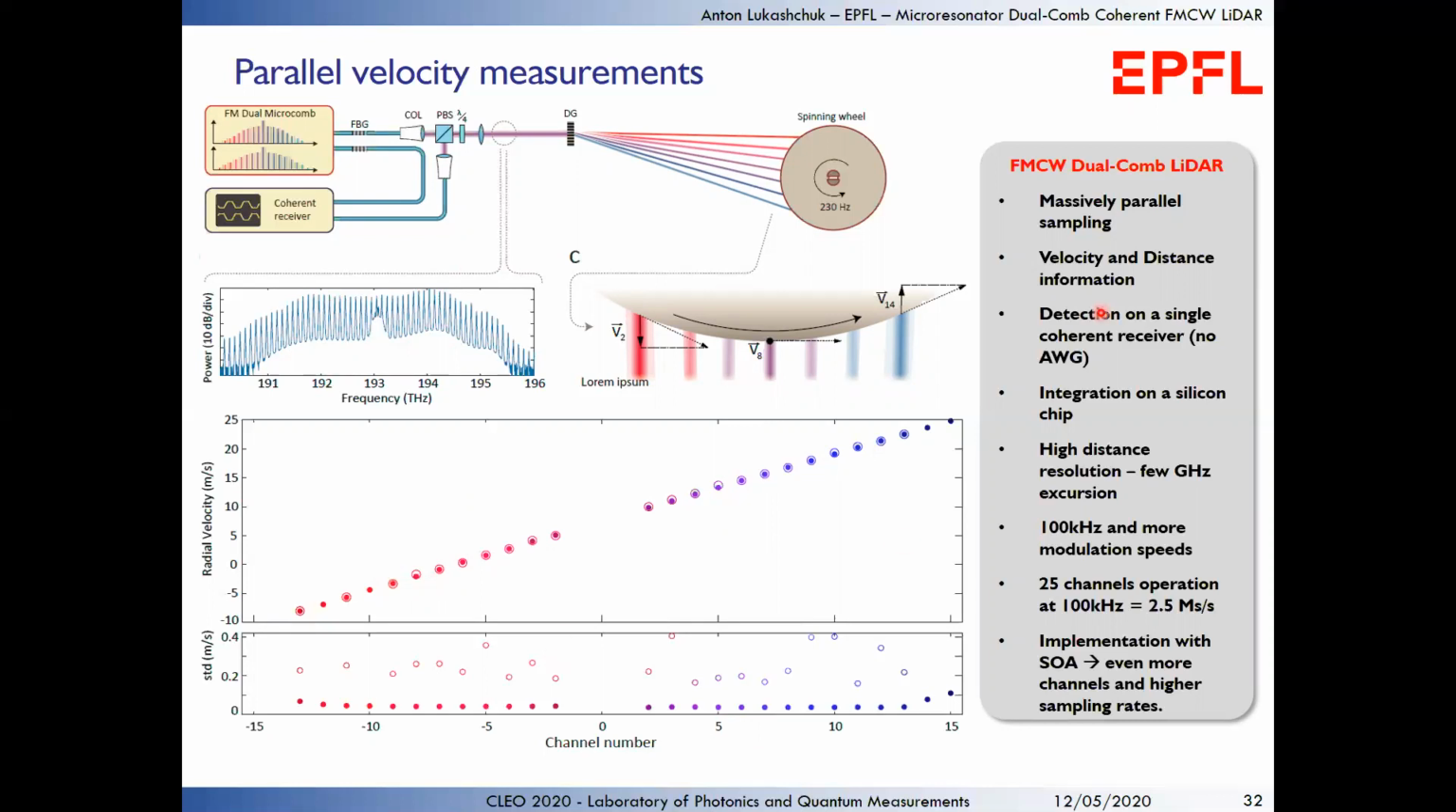And at Crown et al., we have demonstrated FMCW dual comb LiDAR. It is massively parallel, and it performs massively parallel sampling. It determines velocity and distance simultaneously. It can be detected on a coherent receiver. It can be integrated on a silicon chip. It has high distance resolution. It can go up to 100 kilohertz and more. And if you consider 25 channels, you will obtain 2.5 megasample speed. And furthermore, you can improve that system if you introduce semiconductor optical amplifiers to have a high amplification bandwidth.